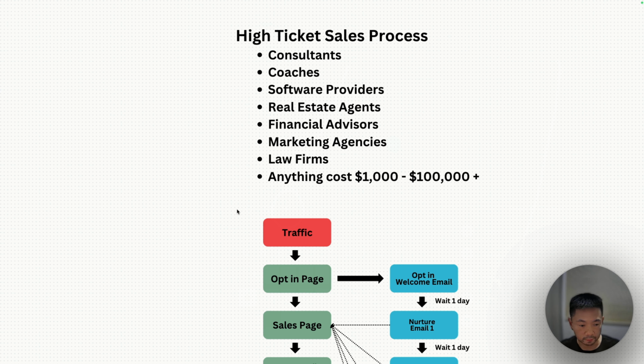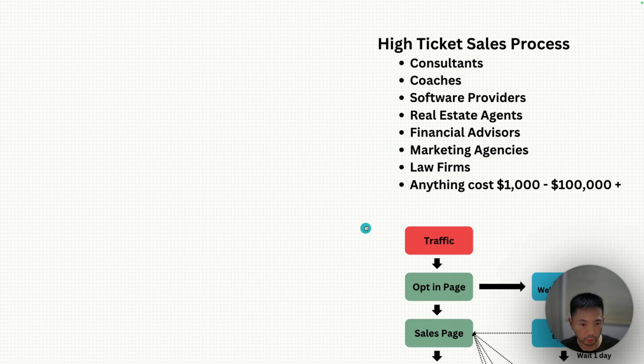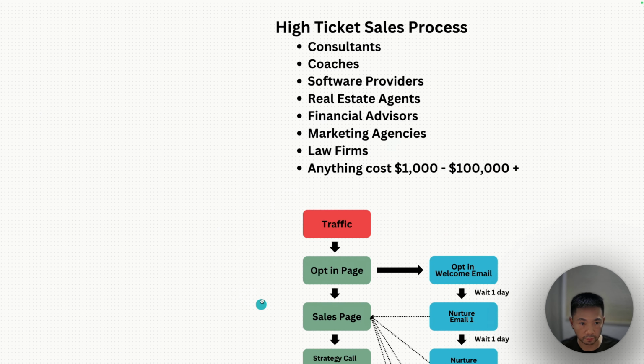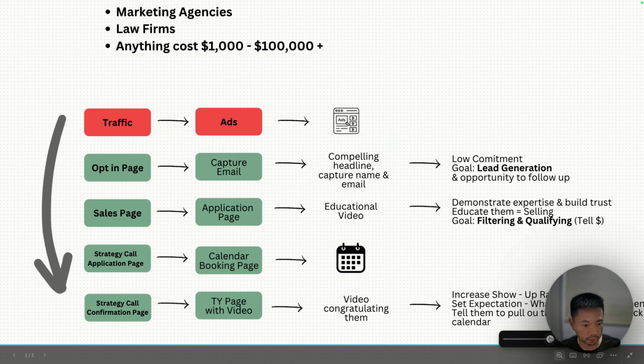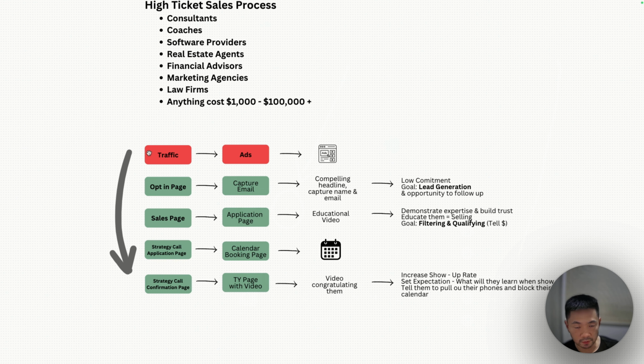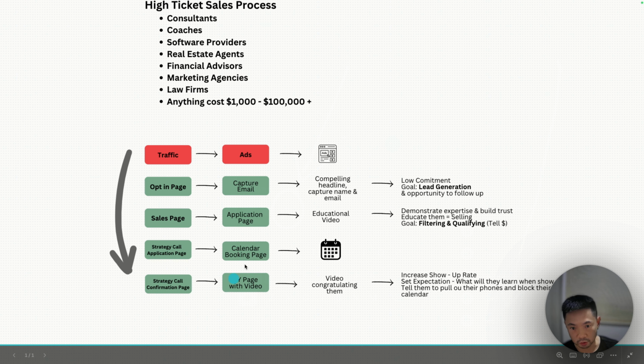Okay, so let's get started. The first thing that we want to look at is the actual sales funnel itself. Let's go here and have a look at this sales funnel. The purpose of this sales funnel is to get as many people, which is your traffic, to opt in and watch your sales page and to eventually make a booking in your booking calendar and to actually show up.